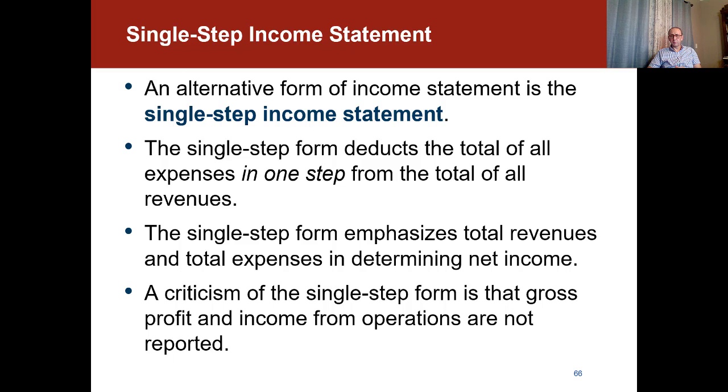What is the criticism for it? The major criticism is that gross profit and income from operations are not reported. So basically, you can get the net income, but you cannot get details about gross profit and the income from operations. So other revenues and the revenues are combined together. Unrelated expenses are combined with other expenses, and it's hard to tell what is coming from what.